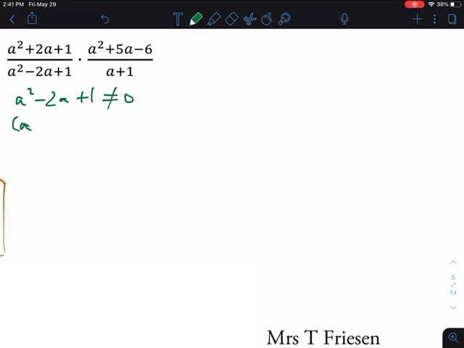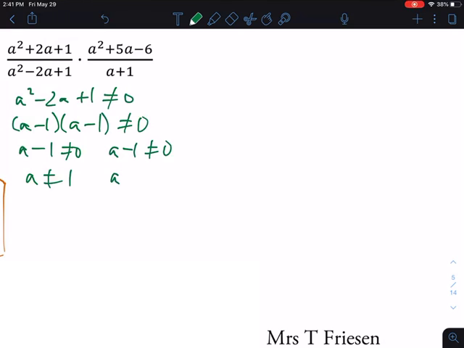So when I factor this, I'm going to get a minus 1, a minus 1. Now this is a new situation for us. I want to point out that because both brackets are identical, I'd be saying a minus 1 can't be 0, or a minus 1 can't be 0. Because of that, we would get the same answer both times, so you only have to write it once.